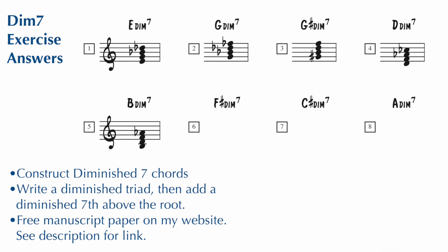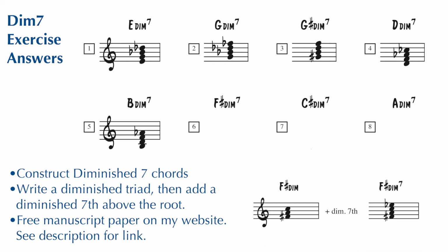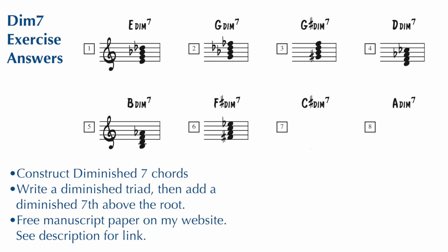Number 6 is F sharp diminished 7. First, construct an F sharp diminished triad. That's going to be F sharp, A, and C. Next, we add a diminished 7 above the root. The root is F sharp. A minor 7th above the root would be E, so a diminished 7 is going to be E flat. Stack them all up. We have F sharp, A, C, E flat. F sharp diminished 7.